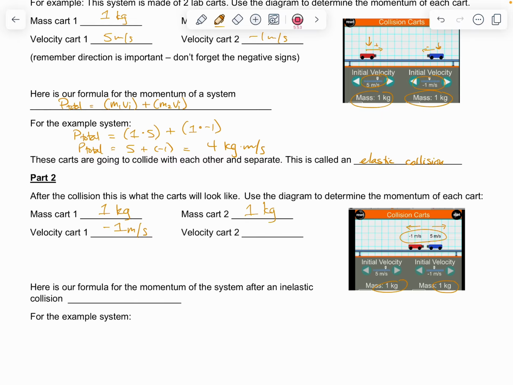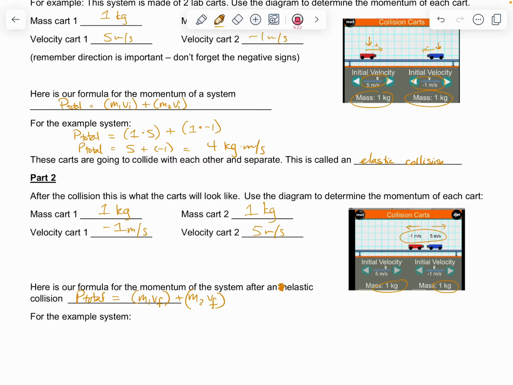Velocity of cart 2, now 5 meters per second in the positive direction, so it also changed direction. So here's our formula for the momentum of our system after the elastic collision. All right, so we're going to say our total momentum is m1 times final velocity plus m2 times final velocity.